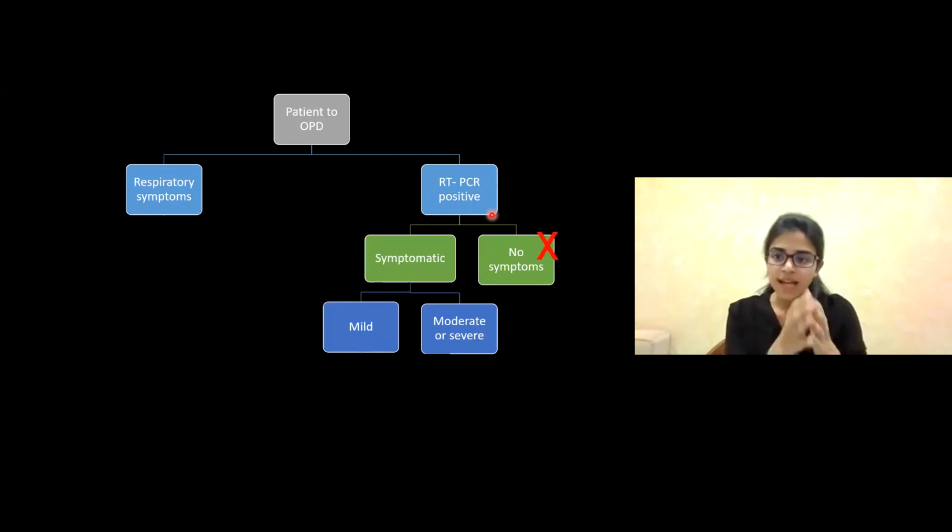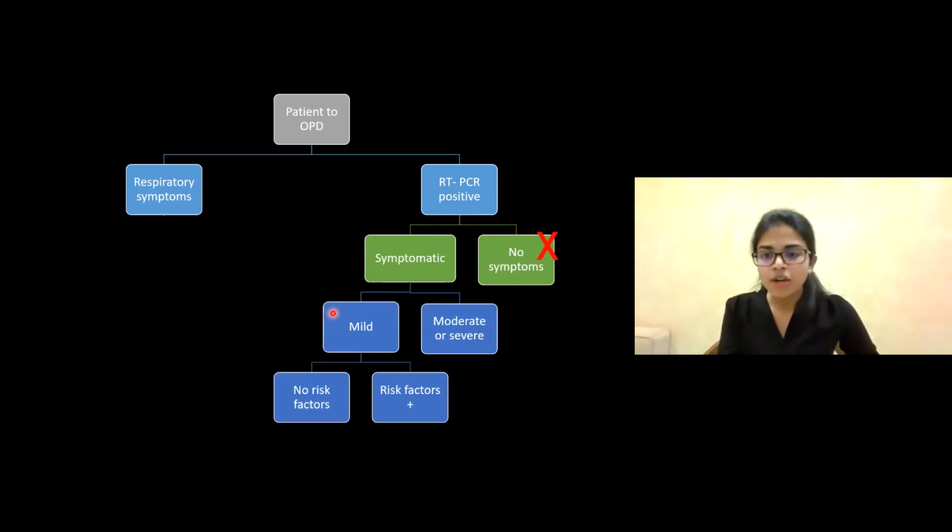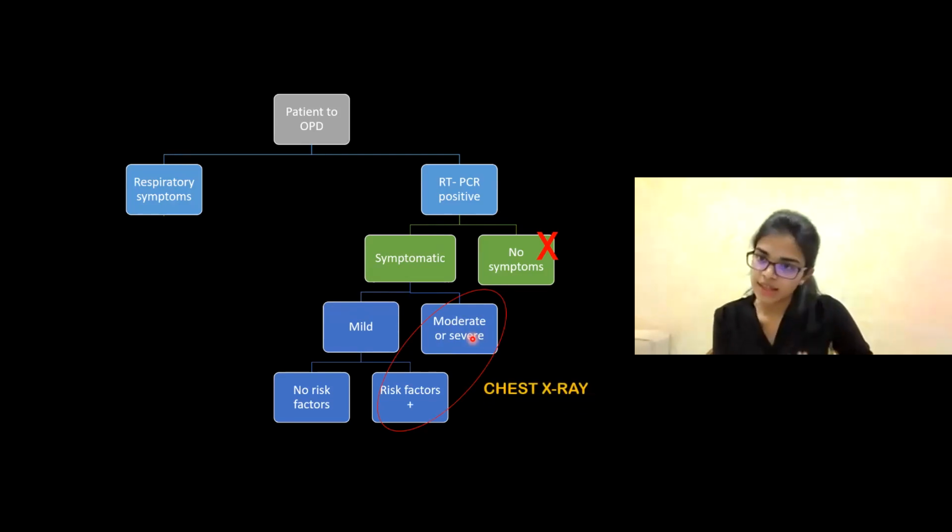Right. So if the patient is having symptoms, then you see if the symptoms are mild or moderate to severe. If the symptoms are mild, again, you look for risk factors in the patient. The risk factors, as we know, are age more than 60 years, the patient is a diabetic or is having an immunocompromised status, having some chronic liver, kidney or lung disease, or cardiovascular disease. So if any of these risk factors are present, or if the patient is having moderate to severe symptoms, in that case, you have to do a basic baseline chest X-ray in that patient.